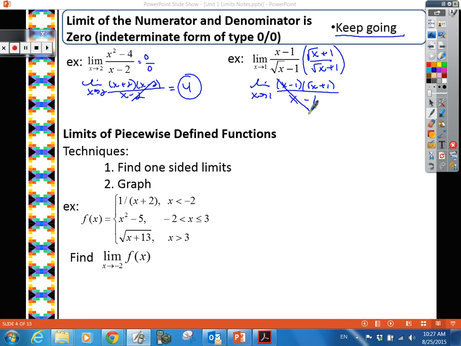Just leave it alone. And so now I substitute a 1 in. I get square root of 1 is 1, and 1 plus 1 is 2. And there we have that. Okay, how are we on that?